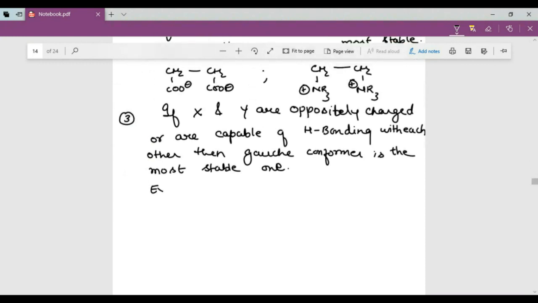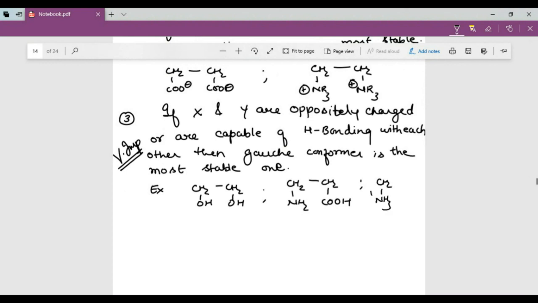So again, moving to examples, this is very important. Please pay attention to this. On this point, JEE has asked questions. CH2OH, CH2OH. You can have CH2NH2, CH2COOH. You can have the zwitterion of glycine, NH3 plus, CH2COO minus. Okay, you can have CH2OH, CH2F, and I would say etc.